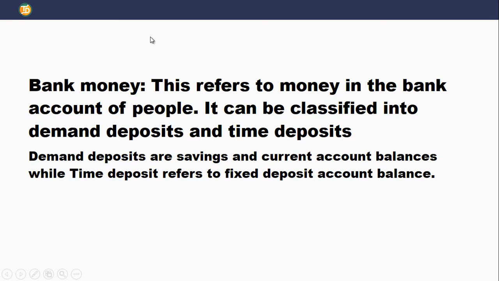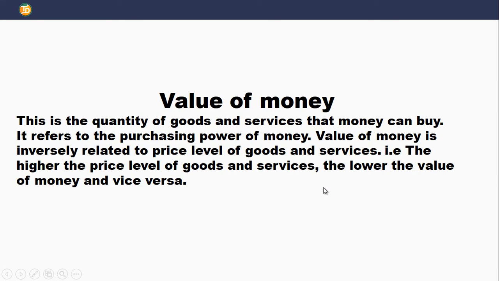So we have bank money. Bank money refers to money in the bank accounts of the people. It can be classified into demand deposits and time deposits. Demand deposit refers to money in savings and current accounts of the people, while time deposit refers to money in the fixed deposit account of the people. So these are the types of money.